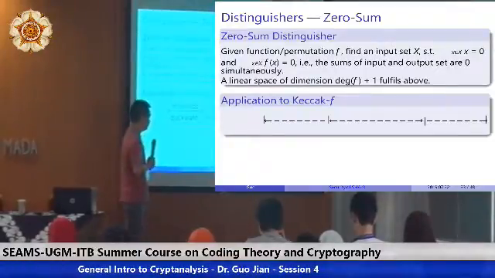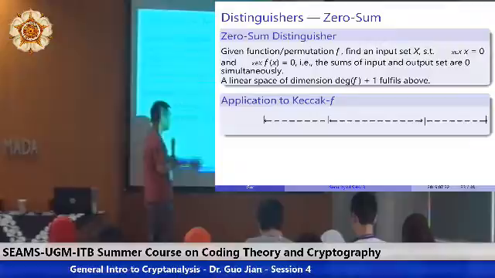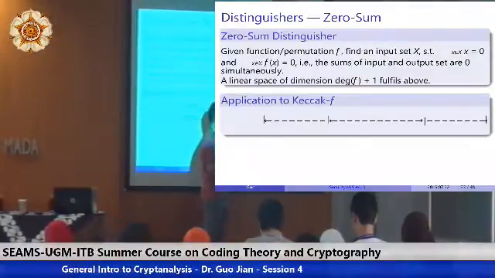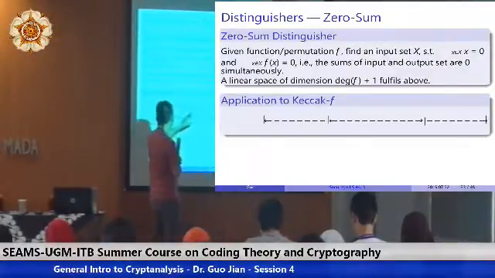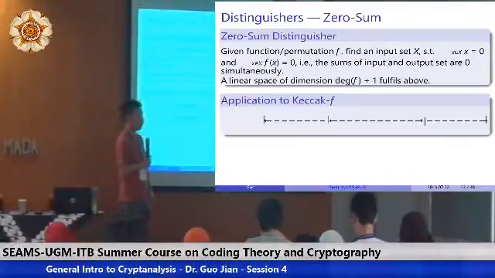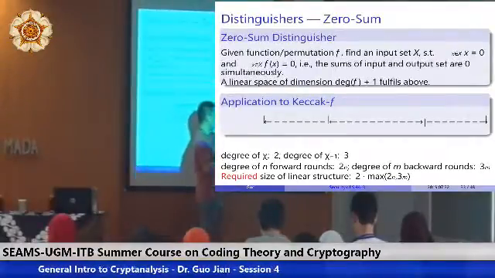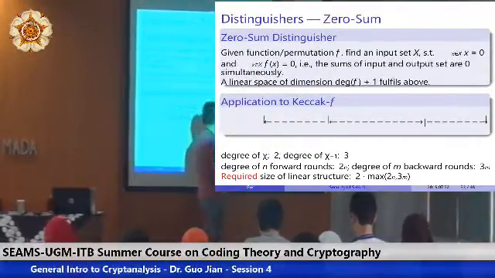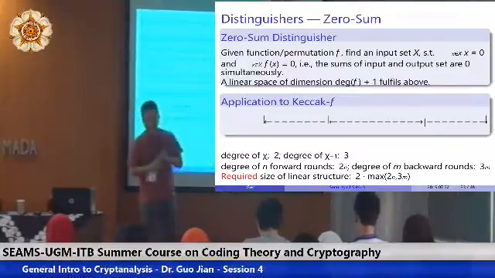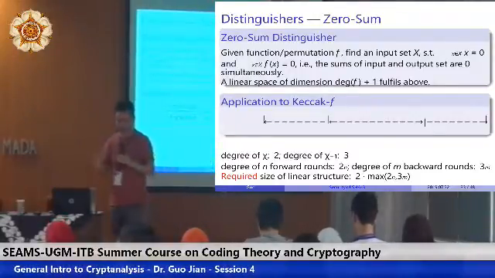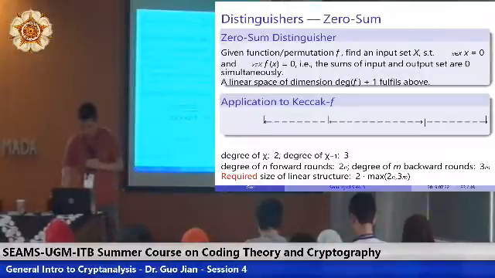And the attack works in this way. We start with a linear structure and we go forwards n rounds and backwards m rounds. We try to limit the edge break degree in this portion and this portion so that we can ensure the inputs and outputs sums to be 0.